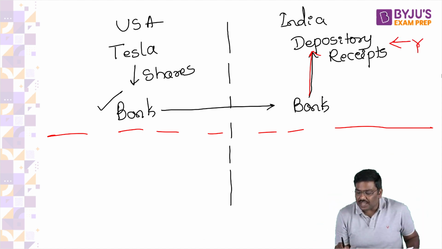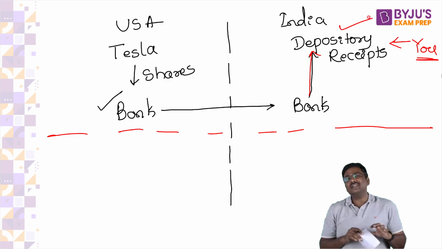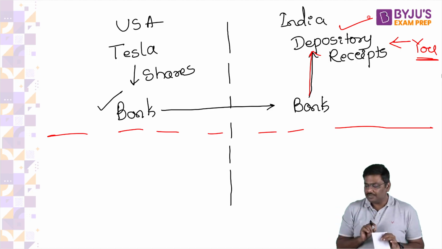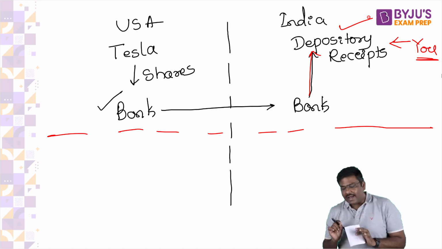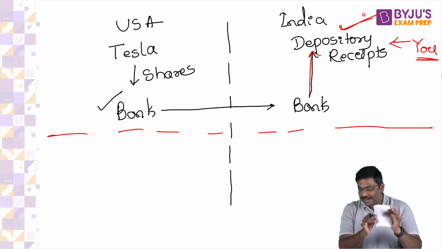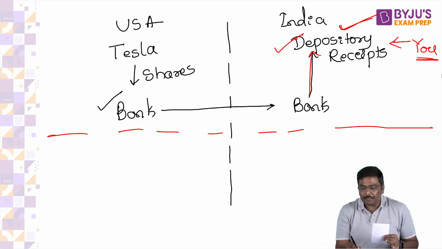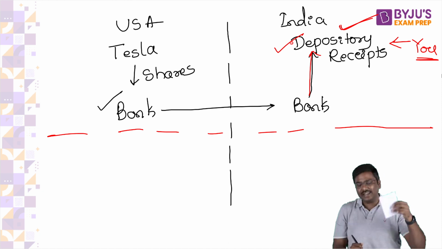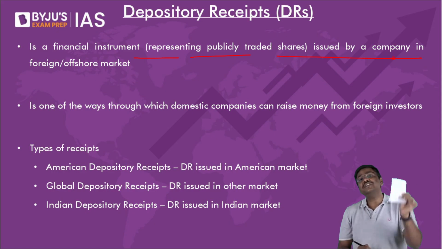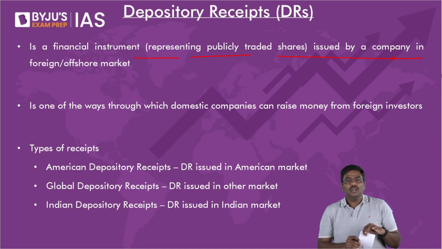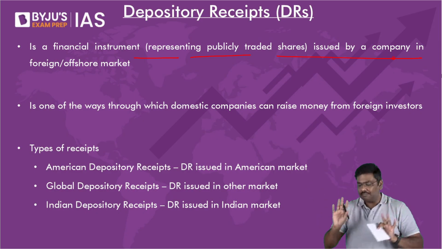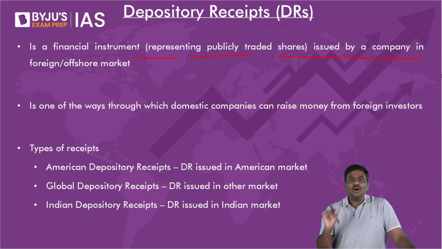Now imagine you purchase these depository receipts of Tesla company. Is it as good as investing in listed shares of Tesla company? Let me know. Can I also say the depository receipt represents the listed or publicly traded shares of Tesla company? The depository receipts also represent the publicly traded shares of Tesla company. All of you okay with this process?